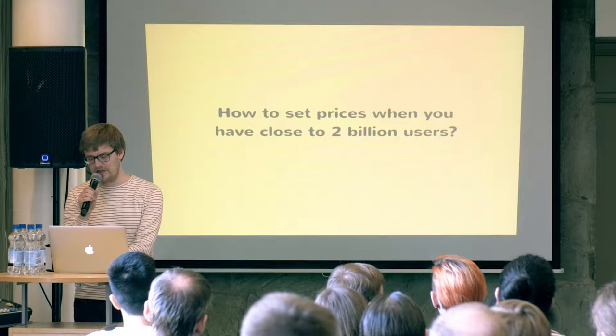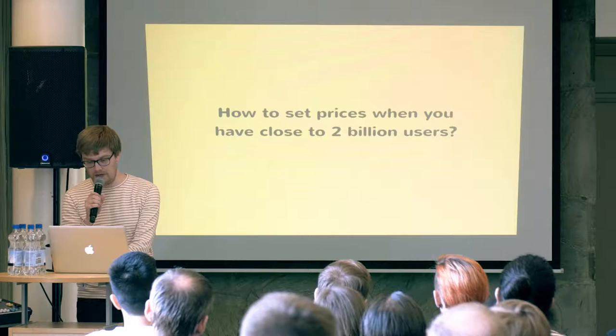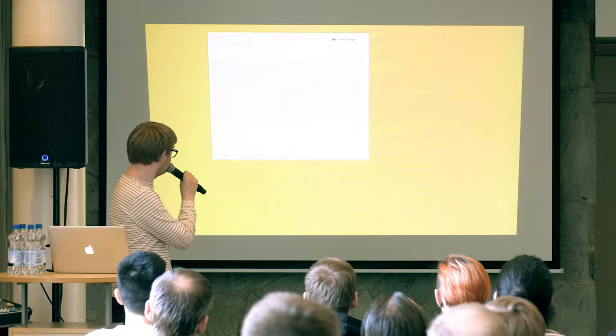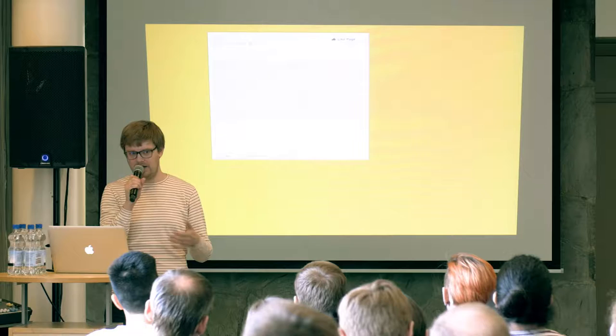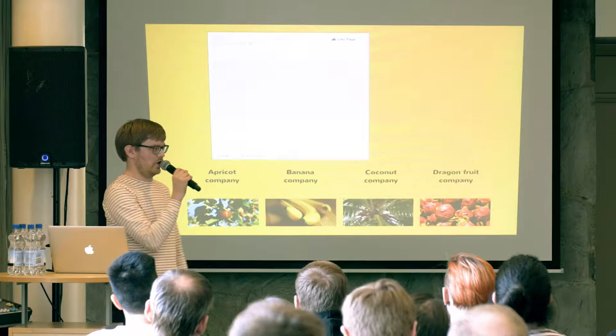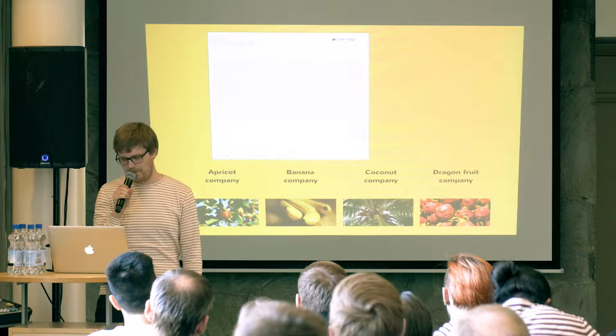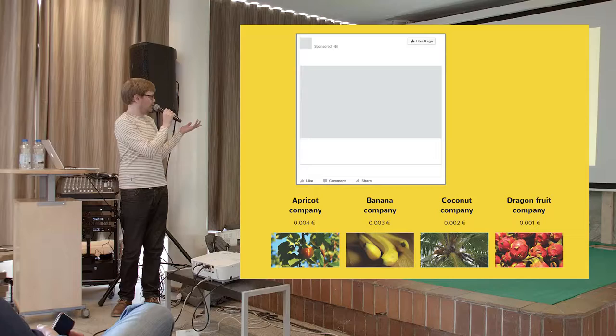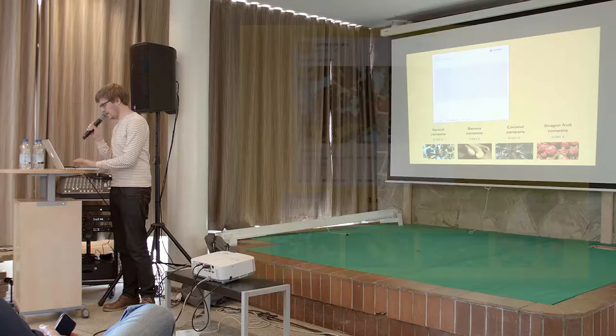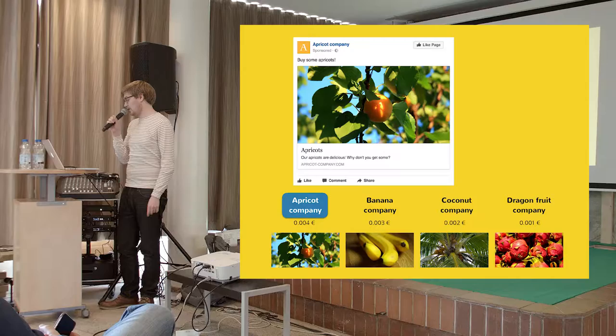The answer is basically that the prices will be determined by the markets. Let's say I went to Facebook and Facebook decided that now it's going to show me an ad, and there are some companies that would want to show me this ad. I'm in their target audience for some reason. And in this case, the four companies are all for some reason selling me fruits. So there's this apricot, some bananas and coconuts and dragon fruit, and all of them will place a bid. You probably won't be surprised that the highest bidder will get the ad. So in this case, the apricot company is the one that gets the ad, but the price is not actually the highest bid, but the second highest bid.